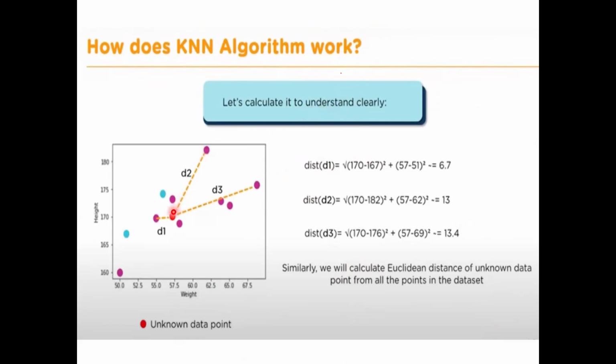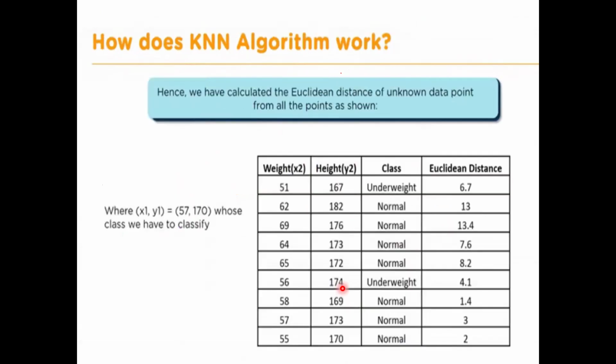And after that, we are going to calculate the distance between the existing data points and the newly entered data point, and we are going to calculate D1, D2, D3, everything, and we are going to attain some values here. Similarly, we are going to take every point which is present beside or nearer to this, and calculate this value for that. Hence, we have calculated the Euclidean distance of an unknown data point from all the data points shown.